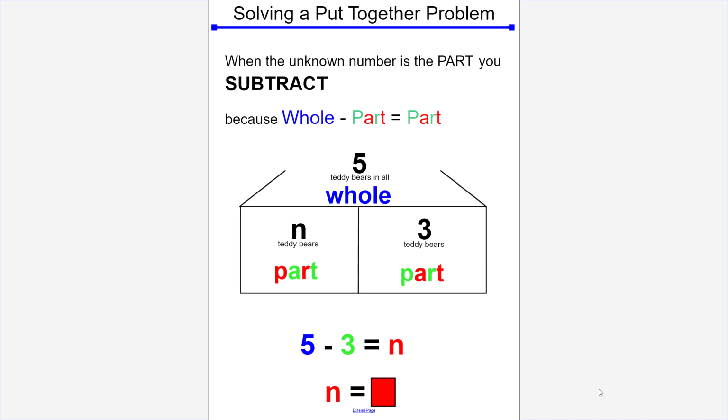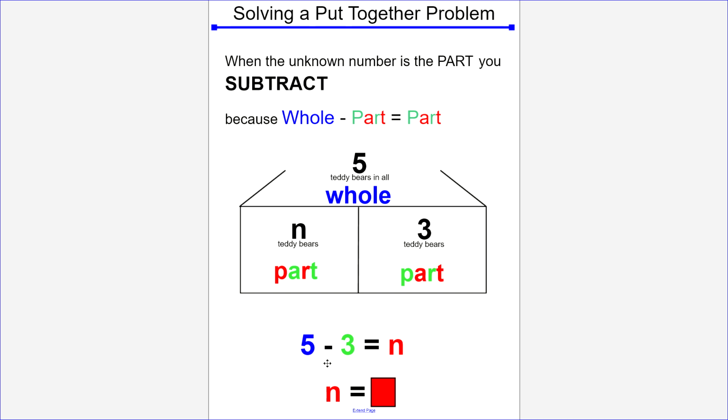Oh yes. When the unknown number is a part, you subtract, because whole minus part equals part. Here you can see that same bar diagram with 5 teddy bears in all, the whole, 3 teddy bears, the part we know, and n teddy bears, the part we don't know.